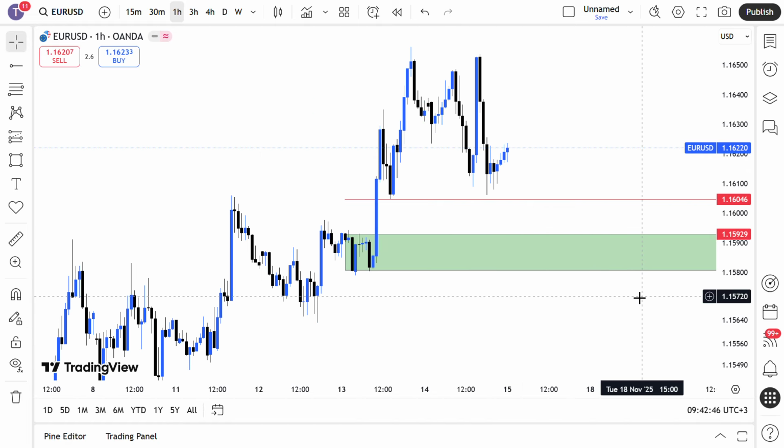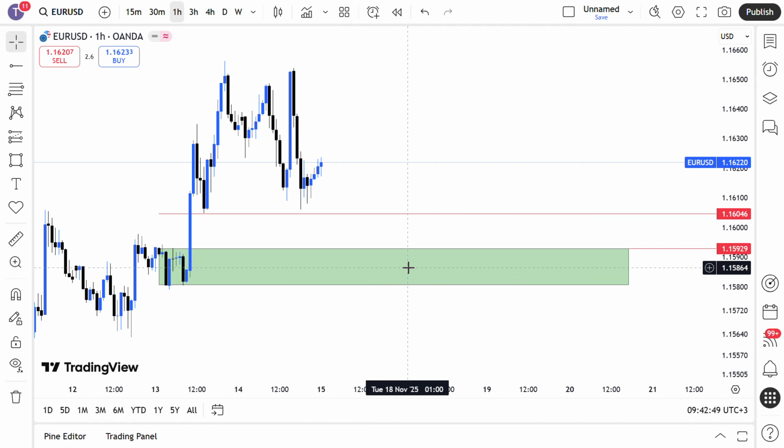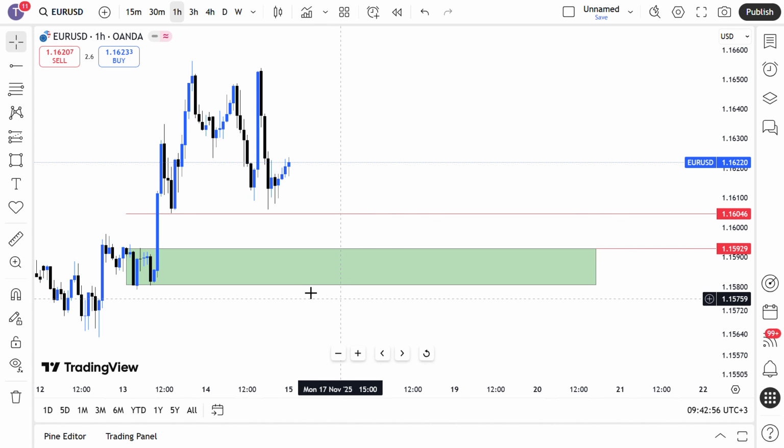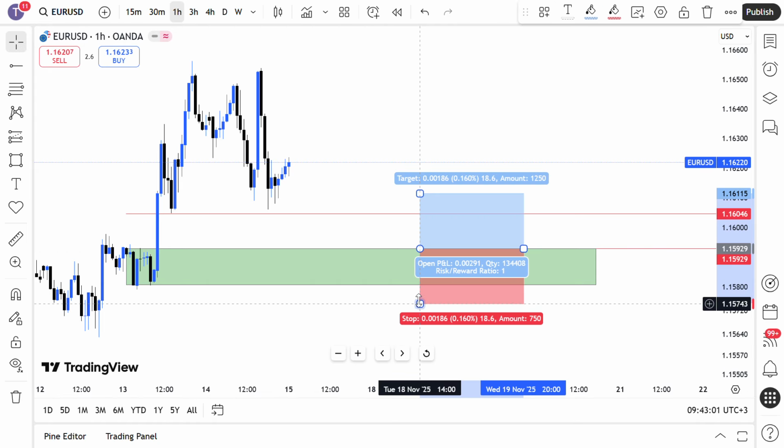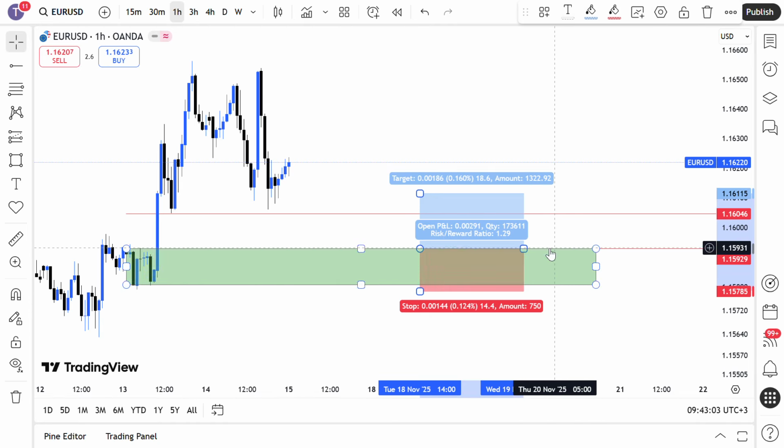So I'll expect to see a change of character or any candle reaction. Let's say maybe a candle confirmation before I have my entry, and that is where I'll be having my entries to the upside. So the setup on GBP USD is to look for buys from this area.